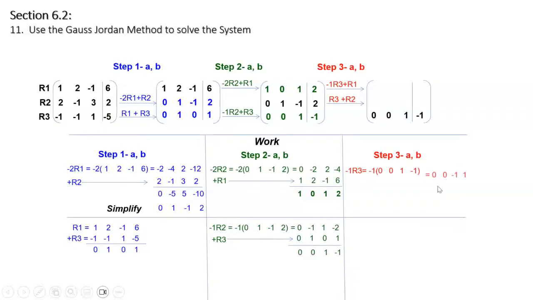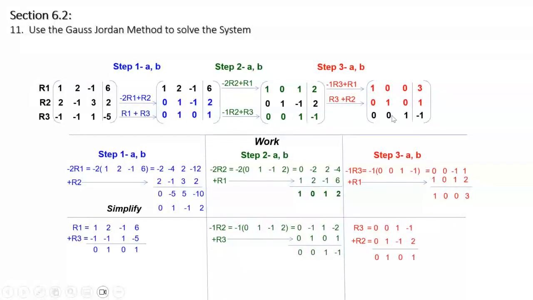So it's going to be row 3 plus row 2. -1 times row 3 will give us 0, 0, -1, and 1. Plus row 1, after we add them, it's going to give us 1, 0, 0, 3. That's my new row 1. Then we're going to add row 3 plus row 2. After we add them, it's going to give us 0, 1, 0, 1. That's my new row 2. So that means that x equals 3, y equals 1, and z equals -1. So that's my solution: 3, 1, -1.